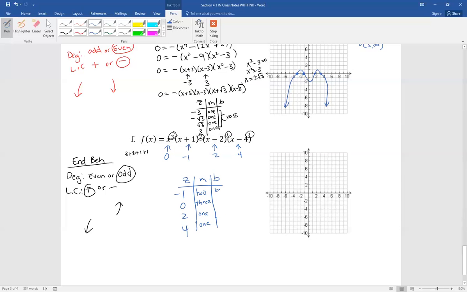A 2 is a bounce or a touch, not a cross, sorry. I'm trying to talk and write. 3 and 1 are all crossing the x-axis. There is a difference, and it just depends on whether you can even see it when we do this in WebAssign. But a 3 or a 5, so a 3 or a higher odd, when it crosses, it's going to cross sort of like x cubed. So it could look like this or this, depending on which direction it's heading. When you have a 1, which is also an odd number, it crosses more like a line. So it crosses kind of more linear. Okay, so that's the only difference.